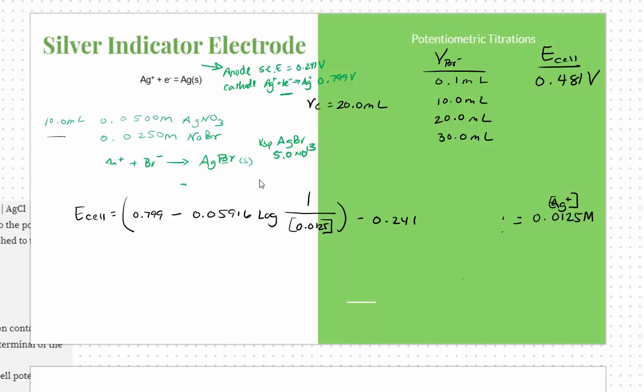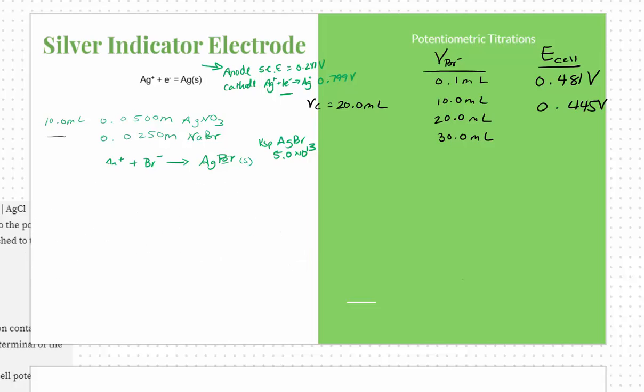So the E of the cell at 10 milliliters, I get 0.445 volts. So now at the equivalence point, the concentration of the silver ion, which is really what we're after, is going to be dependent on how much of that silver ion comes back into solution, and we use the KSP for that. So we have some amount of solid, and it doesn't matter how much solid we have, we're at the equivalence point.